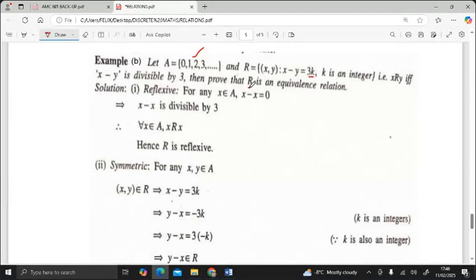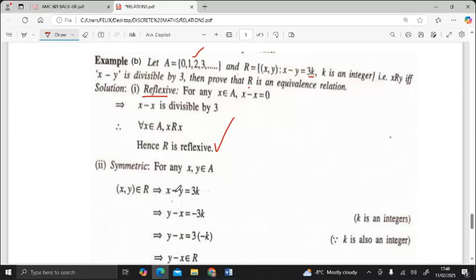Let's look at this one more example. We let A be the set of 0, 1, 2, 3, and that goes on. And R relates two members of A in a manner where the difference of those two members is a multiple of 3. That is what we mean by thrice K, if and only if x minus y is divisible by 3. Divisibility or multiple of 3 means the same thing. Then you're asked to prove that R is an equivalence relation.